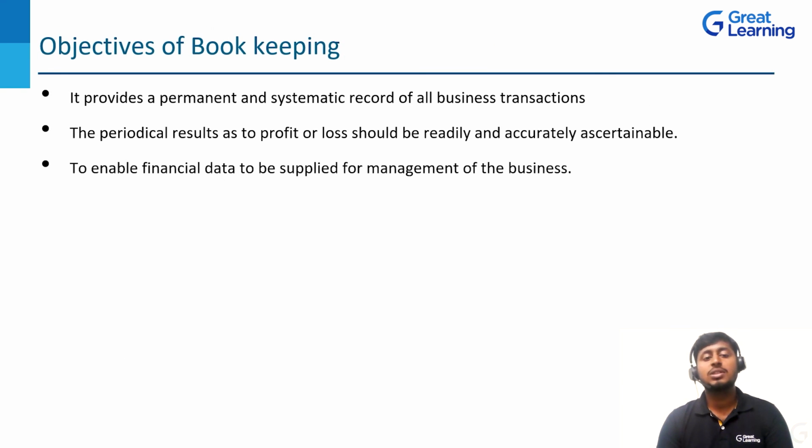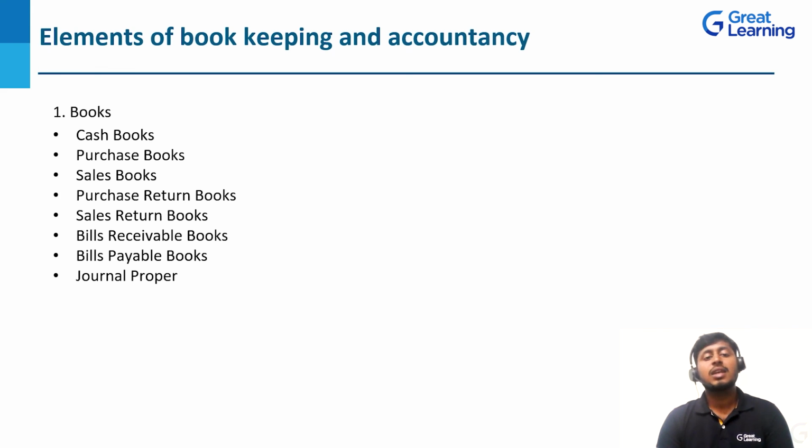Next, we have discussed objectives of bookkeeping. There are a few objectives, but we have taken only 3 objectives of bookkeeping. Next, that is elements of bookkeeping and accountancy. Here we have 3 main elements of bookkeeping. That is, first one books, second one ledgers, and third one trial balance.